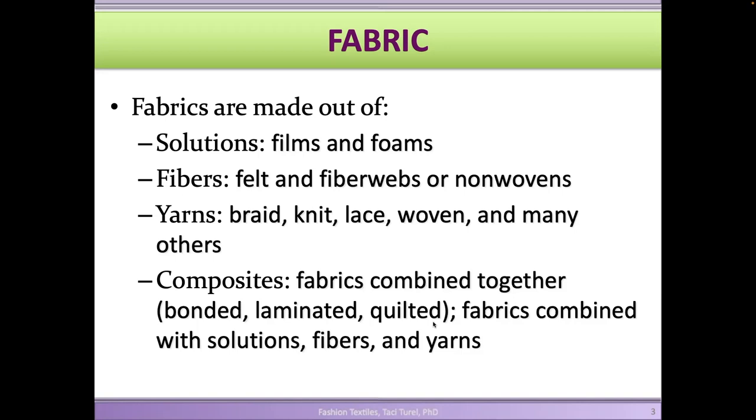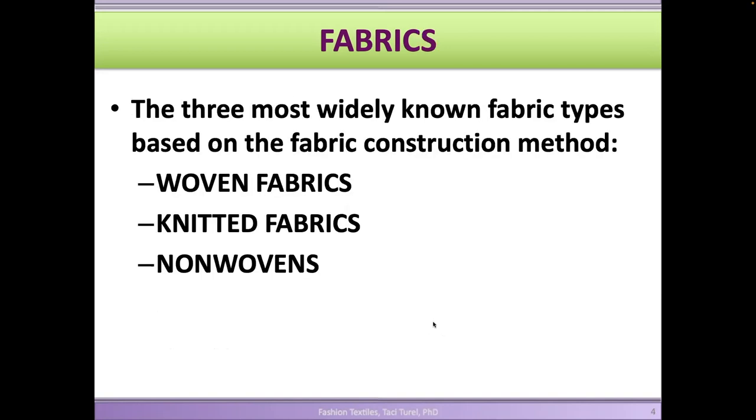And we can make fabrics out of yarns. So we can braid to make fabrics, we can knit, we can do lace, we can make woven fabrics and many other kinds. And we can also make composites. And composites are when we are combining different types of construction methods and creating a fabric structure based on that. So you can combine solutions, fibers, yarns, and create some type of composite fabric or composite textile.